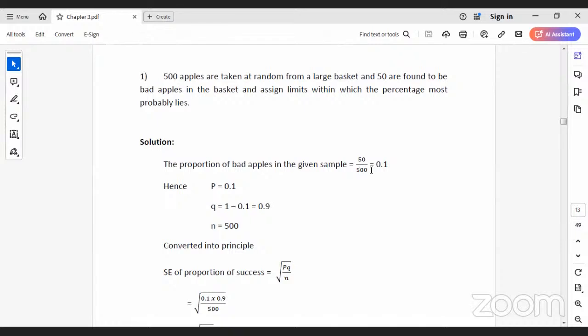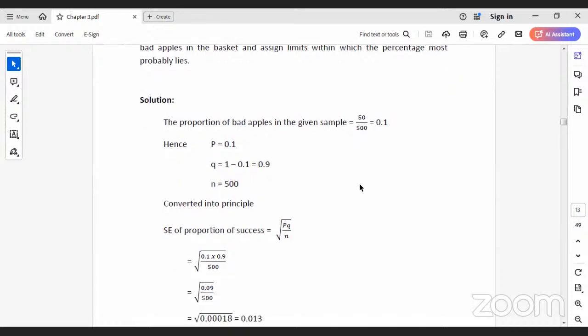So convert it into the principle, that is, standard error of proportion of success is equal to the square root of PQ by N. Okay, PQ by N. So the P value and Q value we know. P value is here 0.1 and Q value is here 0.9.